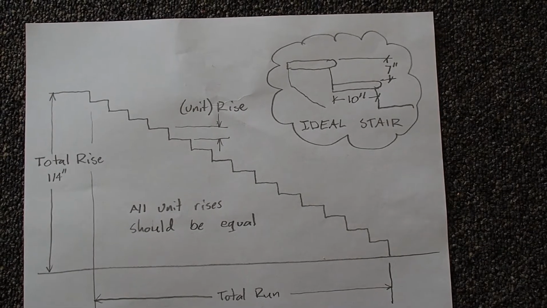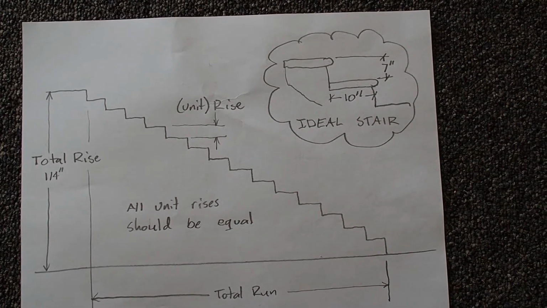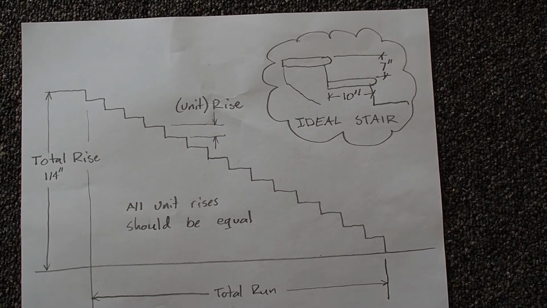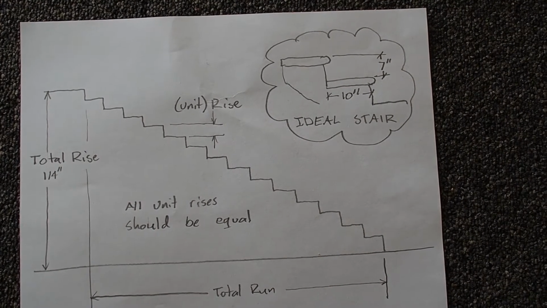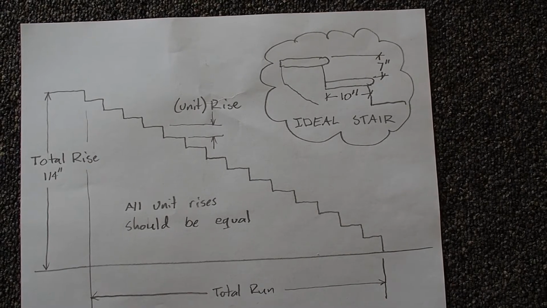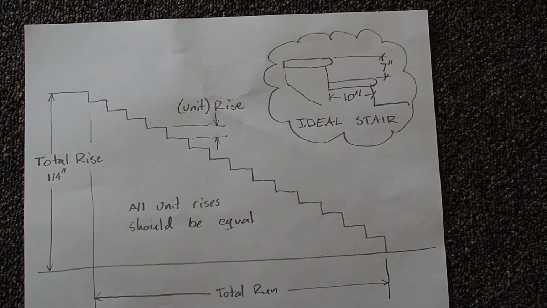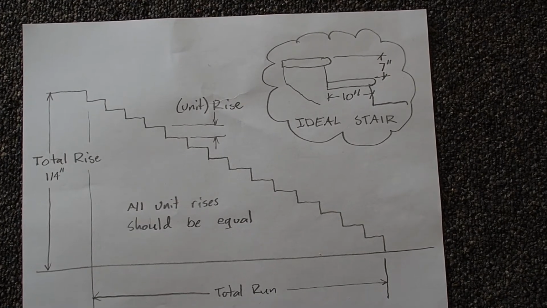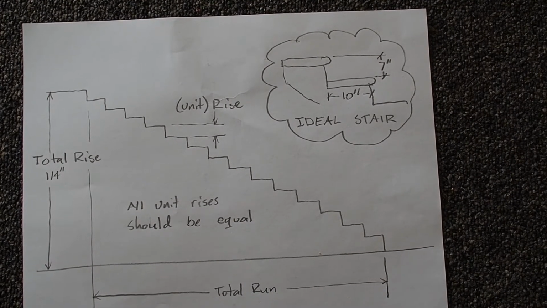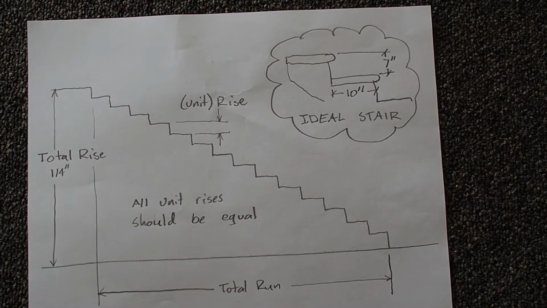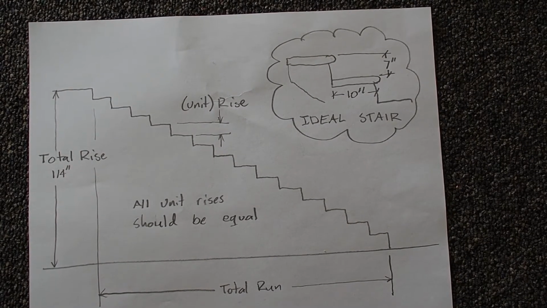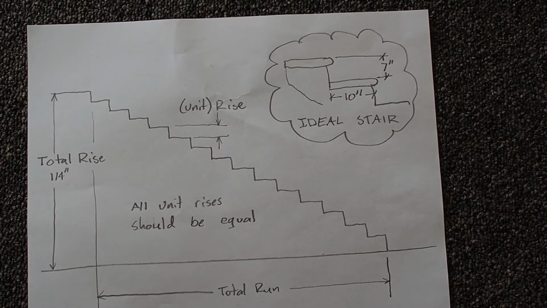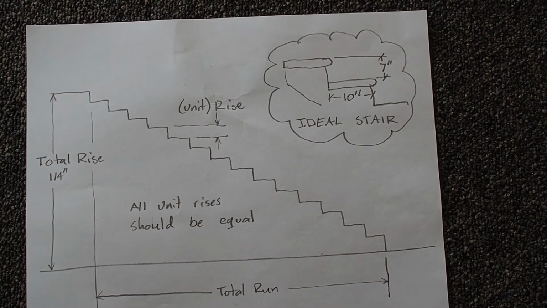Now, clearly, we can't build stairs that all have 7-inch rises because that would limit you to total rises that were multiples of 7 inches. For example, if we had a total rise of 49 inches, we could build a set of stairs that had 7-inch risers because 7 times 7 is 49. In my case, 7 doesn't go evenly into 114 inches, so my stairs can't be 7 inches. That's just an ideal that we're aiming for.